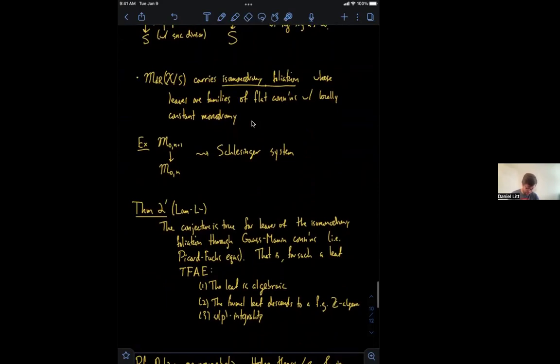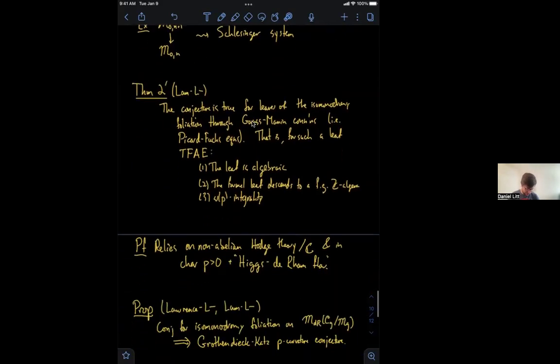Okay, so what's the real theorem? The real theorem is that the conjecture is true in this generality. It's true for the leaves of the isomonodromy foliation through Gauss-Manin connections, which is what we call Picard-Fuchs equations when you're working over a more general base. Another way of saying that is that if you have a leaf of this isomonodromy foliation through a Gauss-Manin connection, then the following are equivalent: the leaf is algebraic, and the formal leaf descends to a finitely generated Z-algebra. What I mean by that is the Taylor coefficients you use to define it all live in some fixed finitely generated Z-algebra. And again, there's some omega p integrality condition that I won't state explicitly unless you ask me to.